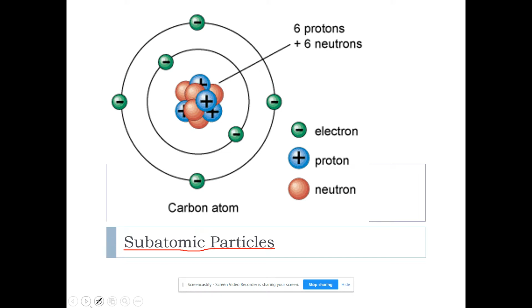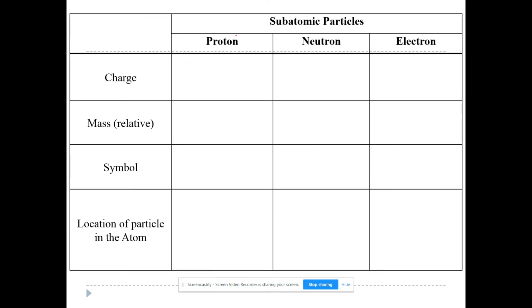So you've probably heard of the three main subatomic particles that we're going to focus on, which are protons, neutrons, and electrons. There are other ones, but these are the three that are really involved in the chemistry that we're going to focus on in this class. So we only worry about these three.